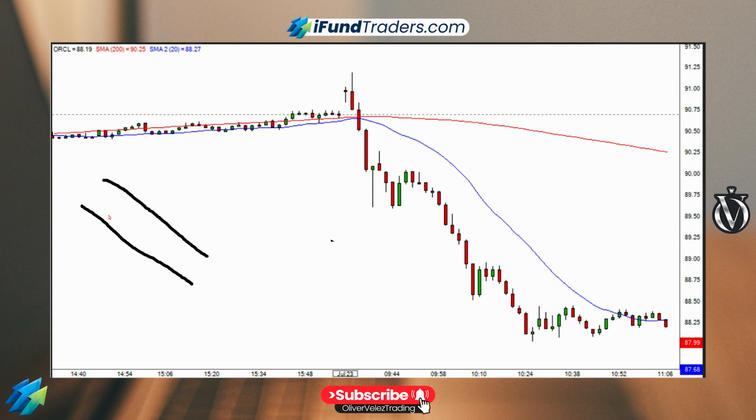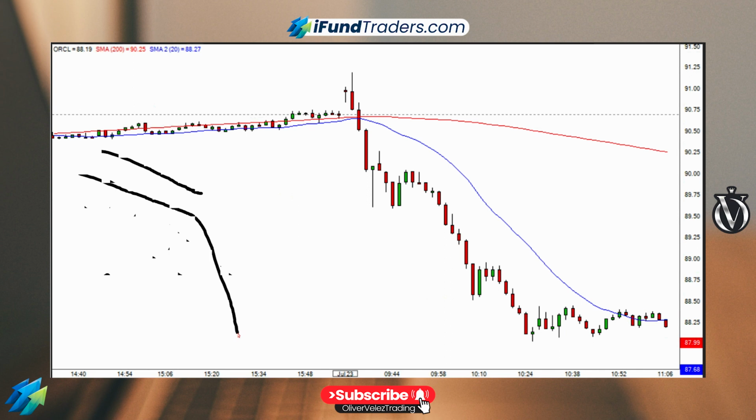You see the kind of parallel move to the downside. That's a power trend. You never want to bet the other way against a power trend. But look at this. Boom. You see that move away from the parallel portion? That's your climactic move normally.